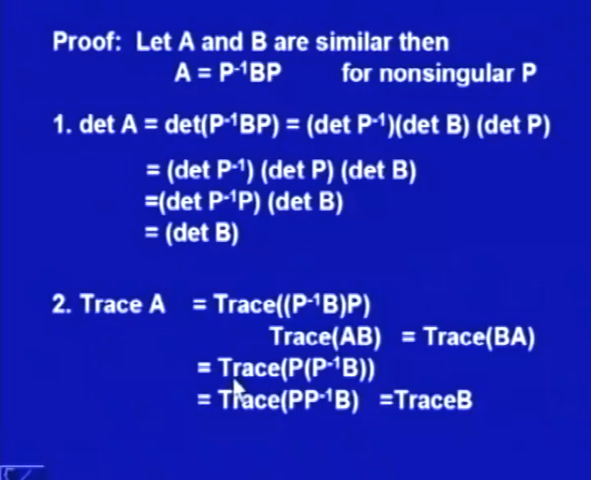So, we can write down this trace of P inverse BP as trace of first matrix into second matrix. So, this means trace of P into P inverse B. So, order has been changed, and since this product is associative, we can write trace of P into P inverse B, and P into P inverse is identity. So, identity into B is B itself. So, trace of A is equal to trace of B. So, the second result is established.